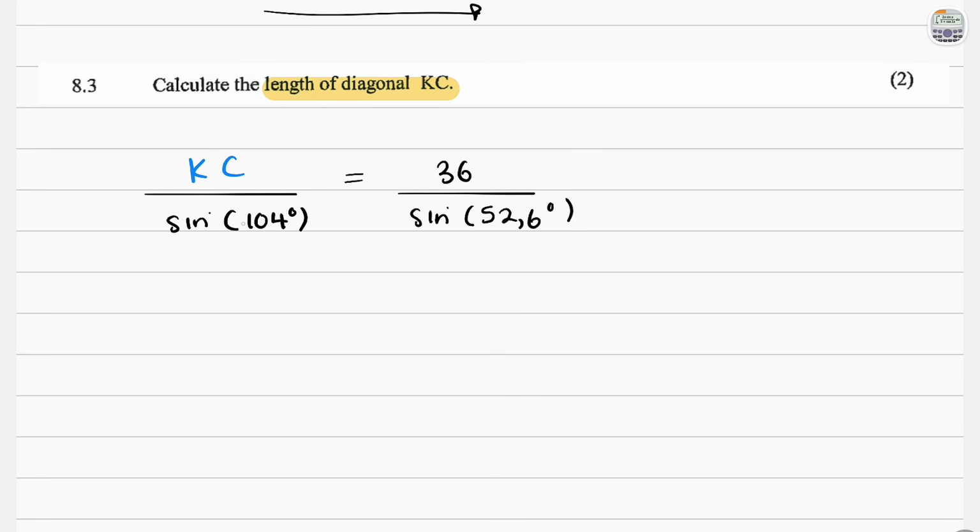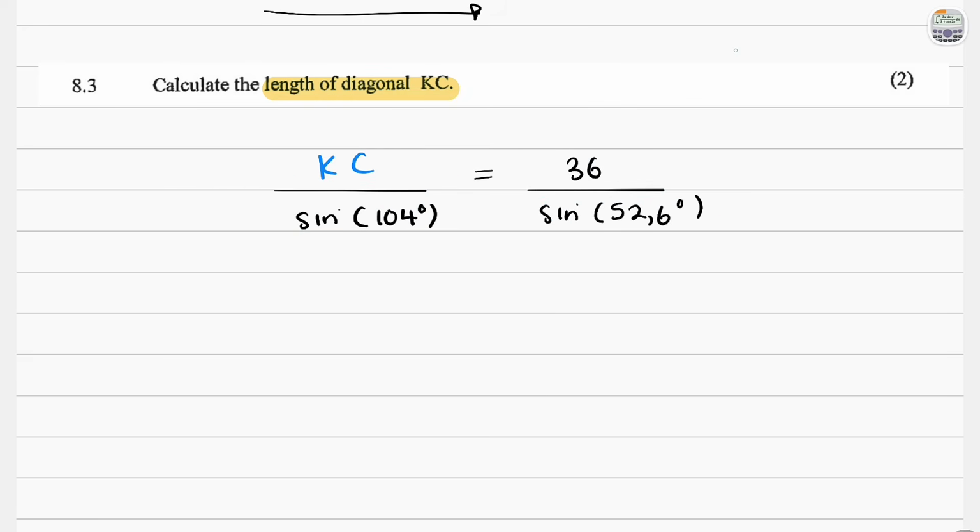To get KC alone, we need to get rid of sine 104 degrees. It's being divided by this, so to get rid of it, you multiply by it. What you do on the one side, you must do on the other side.